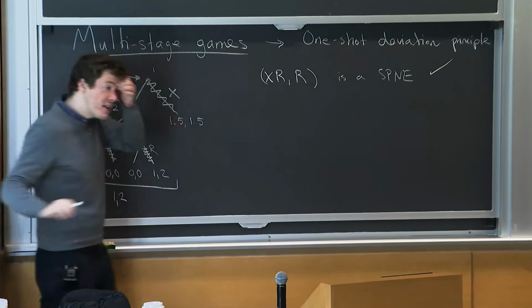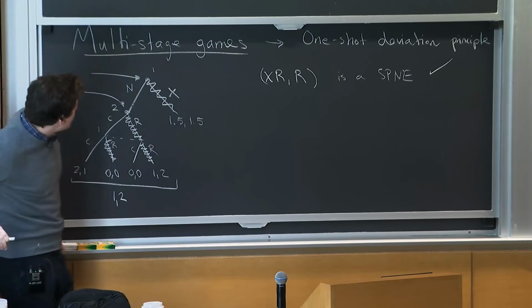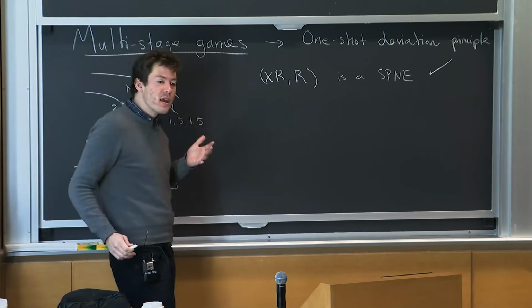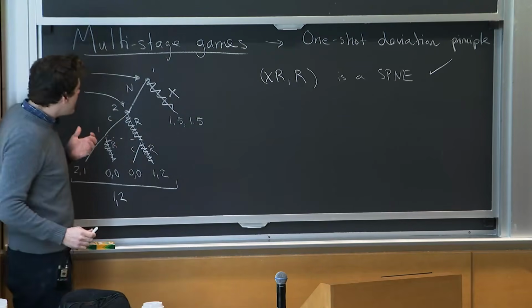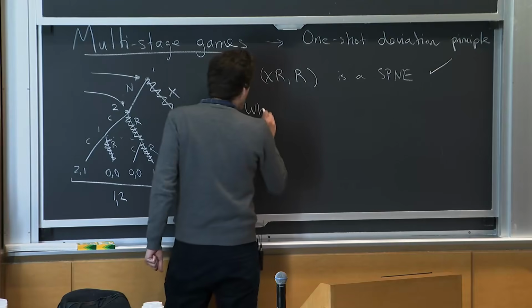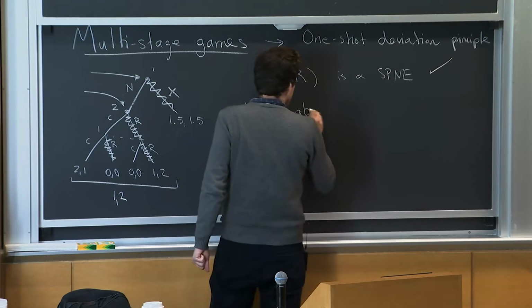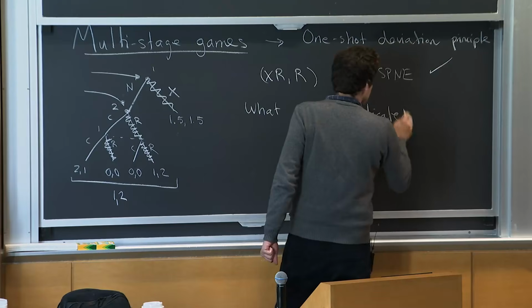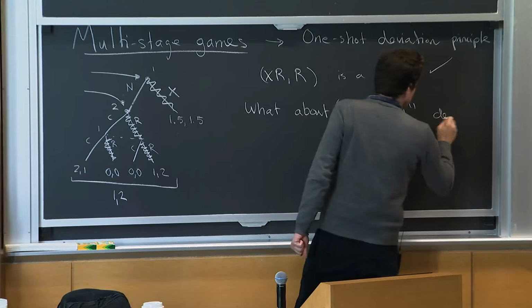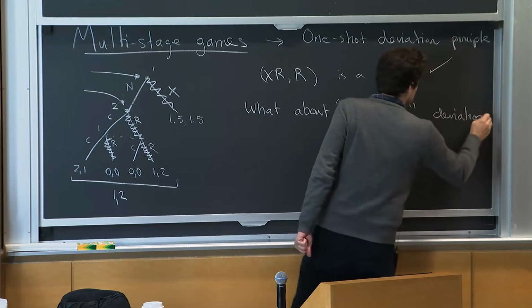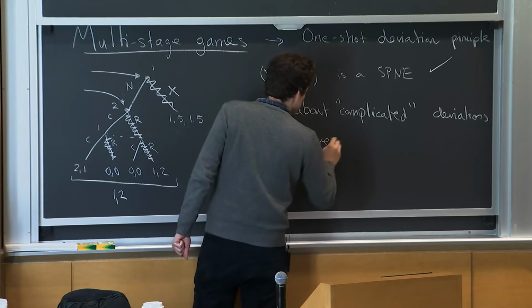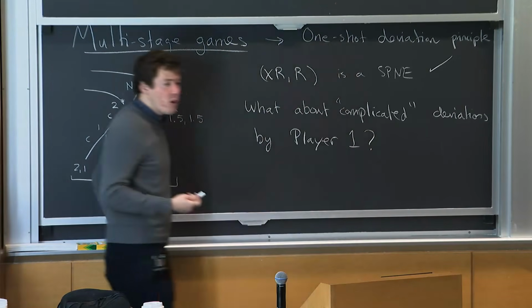So that's true. Everything is correct. But I want to argue that there's a little subtlety here. The subtlety is that we sort of skipped a step. What we didn't think about is, what about complicated deviations by player one? What do I mean by this?